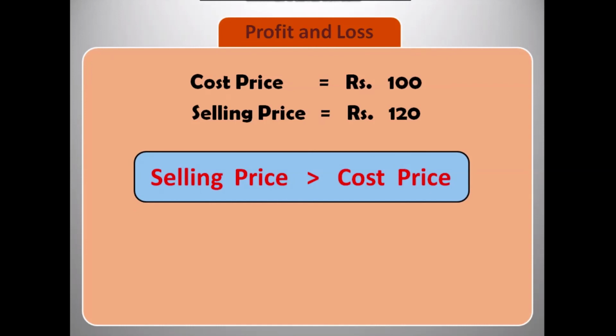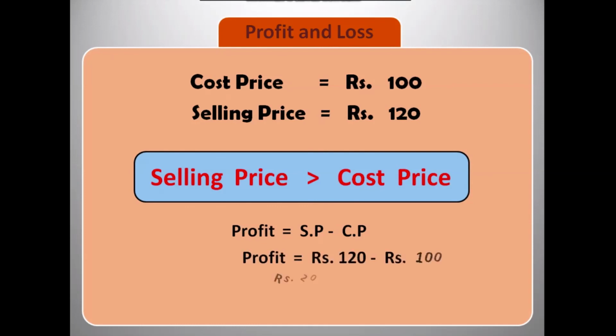Can you tell me how much profit I made? Profit is the difference between selling price and cost price. So here profit is equal to rupees 120 minus rupees 100. So you made a profit of rupees 20.